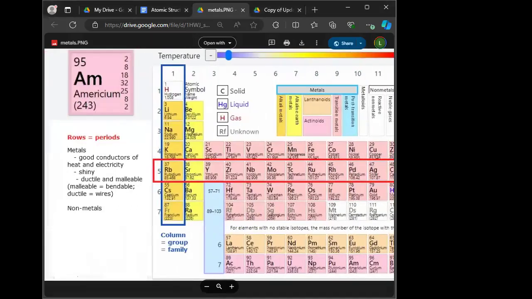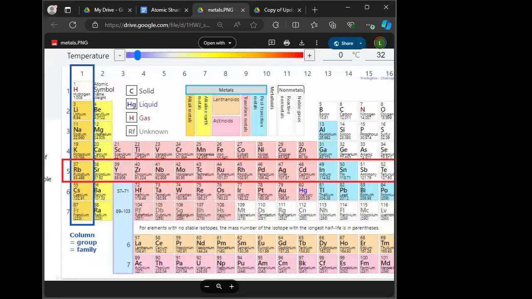Okay, so first we need to know that the periodic table has rows that are called periods, and then the columns are called groups, or in other words, families. And then we also need to know that there are 3 different kinds of elements on the periodic table. There's metals, metalloids, and nonmetals.